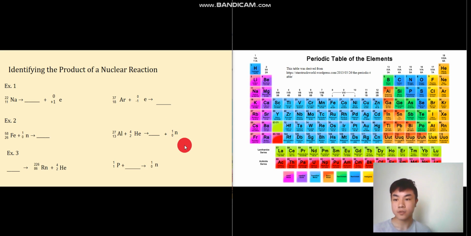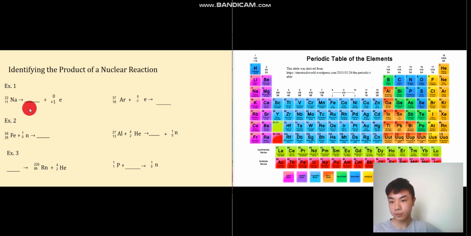So just to start off this video, I just have a couple of problems for you guys to solve with nuclear reactions. In order to solve these problems, all we have to do is make sure that the total mass number on the left side is the same as the total mass number on the right side, and also the total atomic number on the left is equal to the total atomic number on the right. And so let's get started.